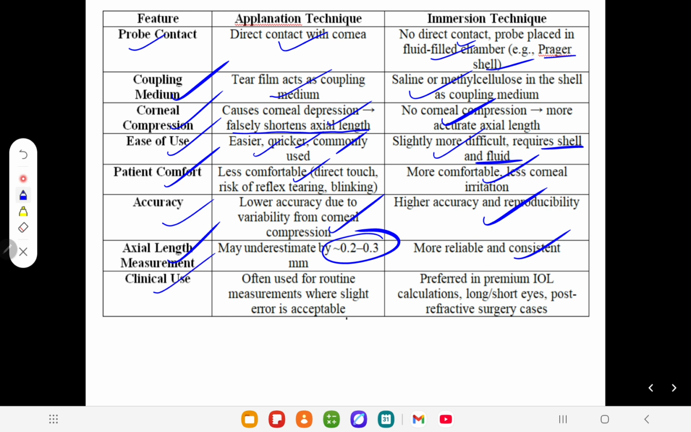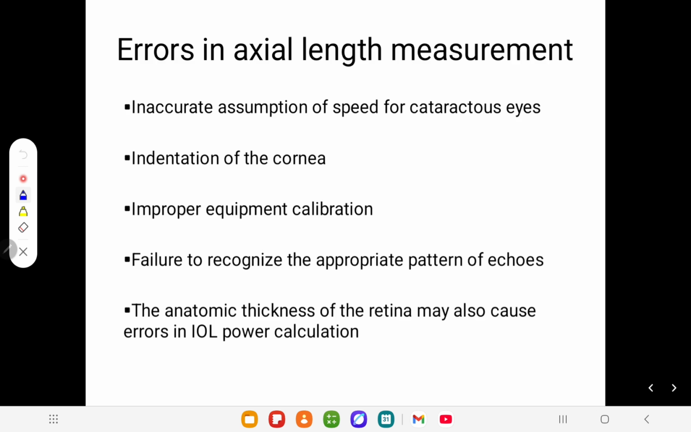Clinical use: applanation is often used in routine measurement where a slight error is acceptable. It's often done because it's easier and not time consuming. Immersion is preferred for premium IOL calculation, longer eyes and shorter eyes, and post refractive surgery cases. But yes, we have to give it time, and the practitioner must be very good. Okay, so errors in axial length measurement, inaccuracy.